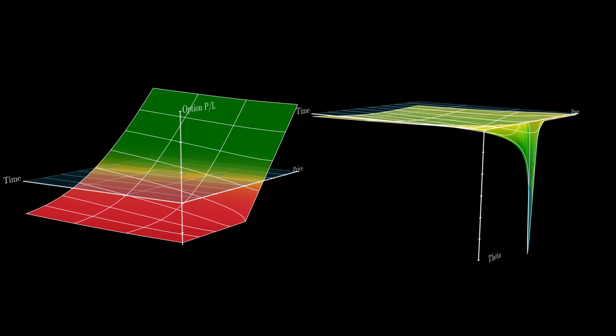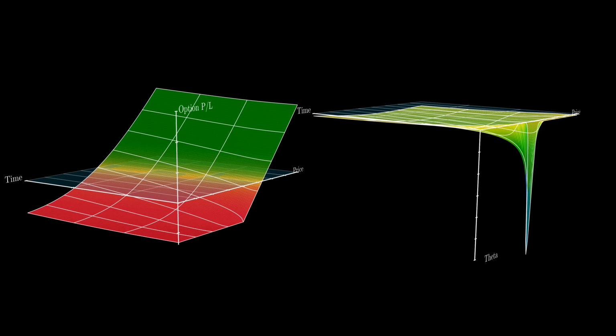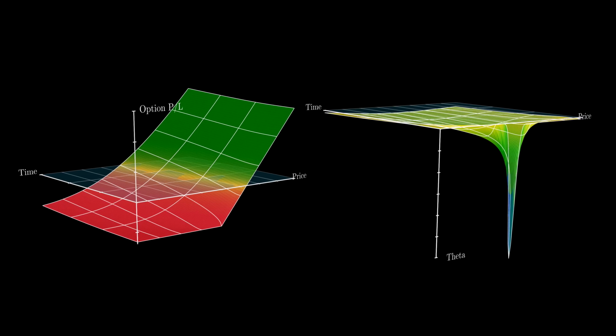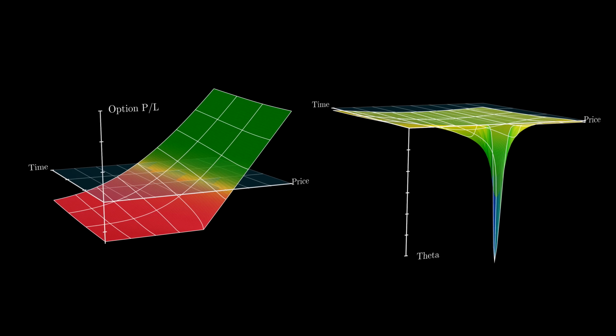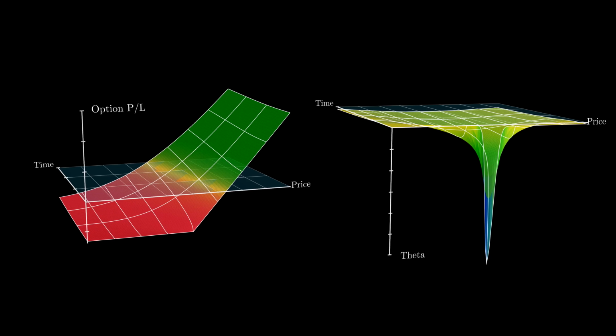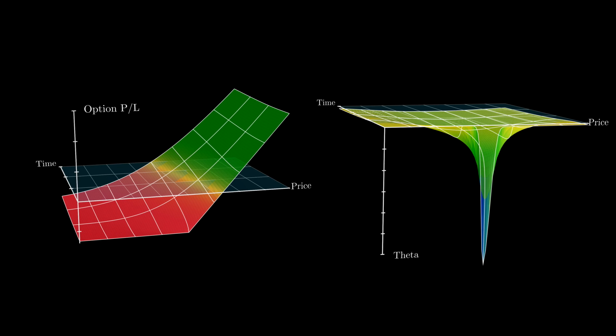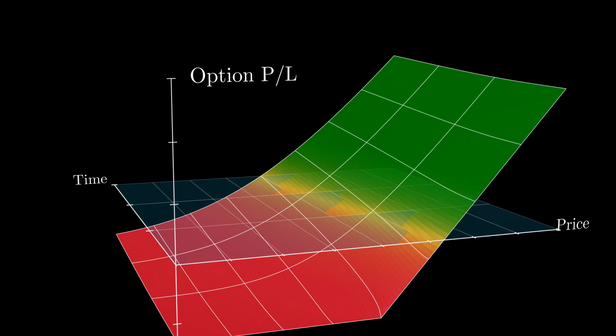But questions do start to pop up as one becomes more familiar with theta. The first one being, do options lose time value over the weekend? And the bigger question, just how accurate is this measurement? And other option Greeks raise other questions.